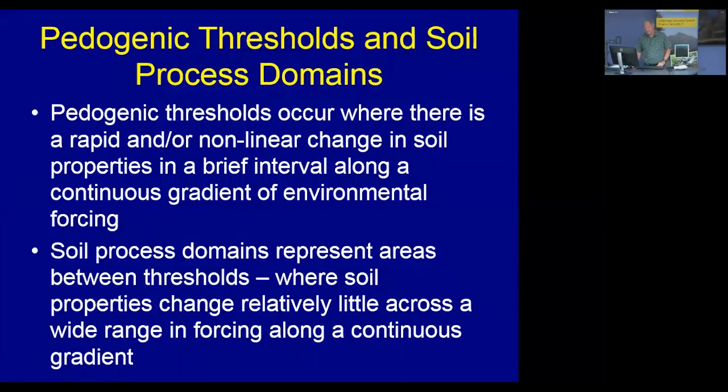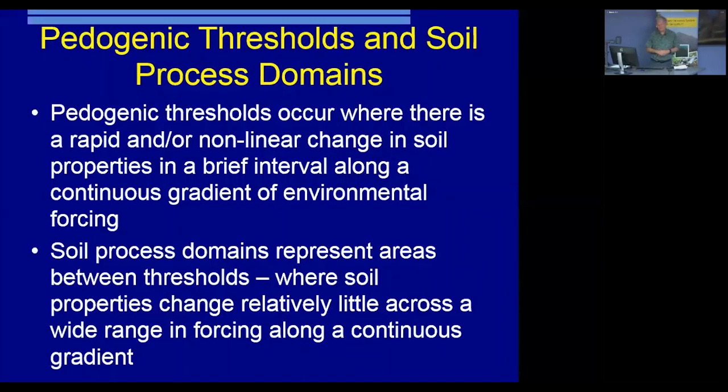And we interpret this in terms of thinking about what we call pedogenic thresholds and soil process domains. Thresholds occur where there's a rapid or nonlinear change in soil properties in a brief interval along a continuous gradient, like you see when the total calcium goes away, or where the exchangeable calcium or resin phosphorus is enriched.